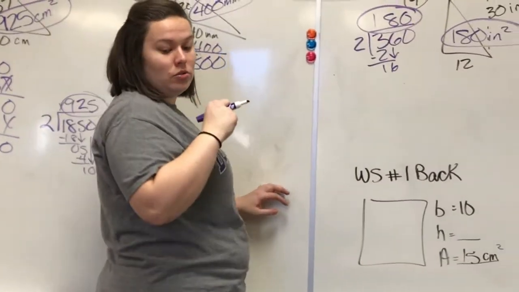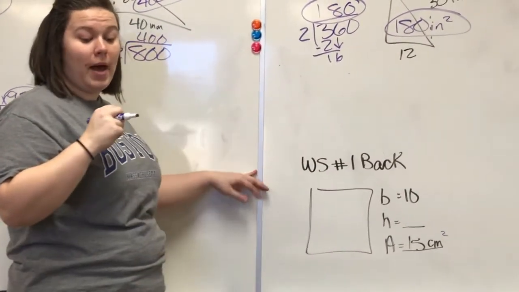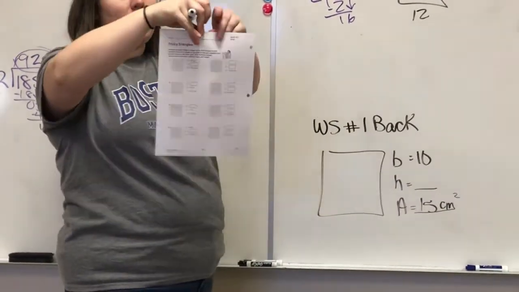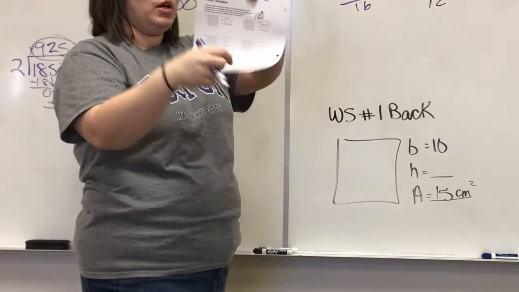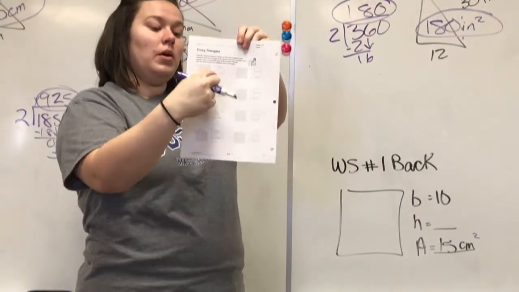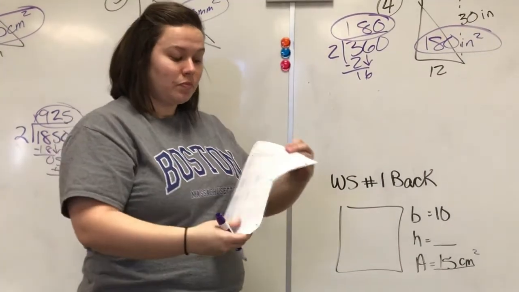I am going to do number 1 on the back of your worksheet for you. The back of your worksheet looks like this. It has grids over here, it has grids over here. It gives you some bases, some heights, but it will give you the area.